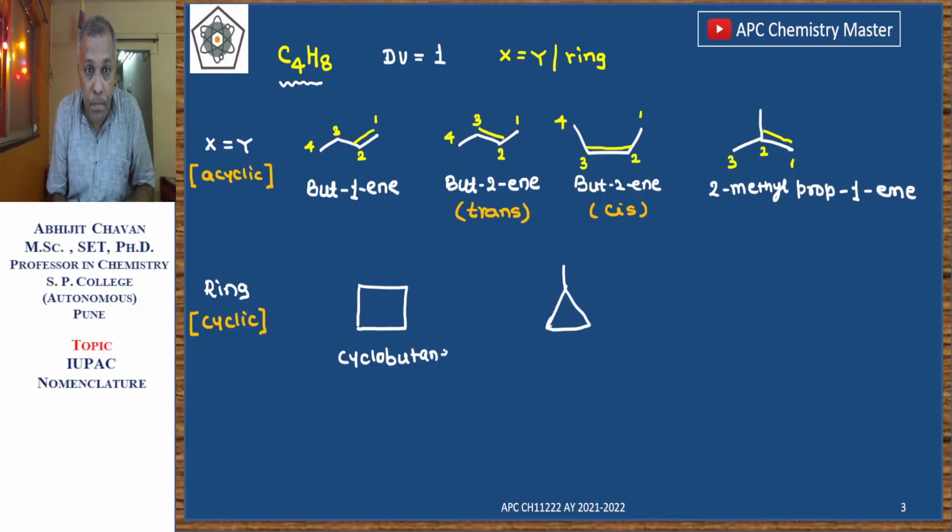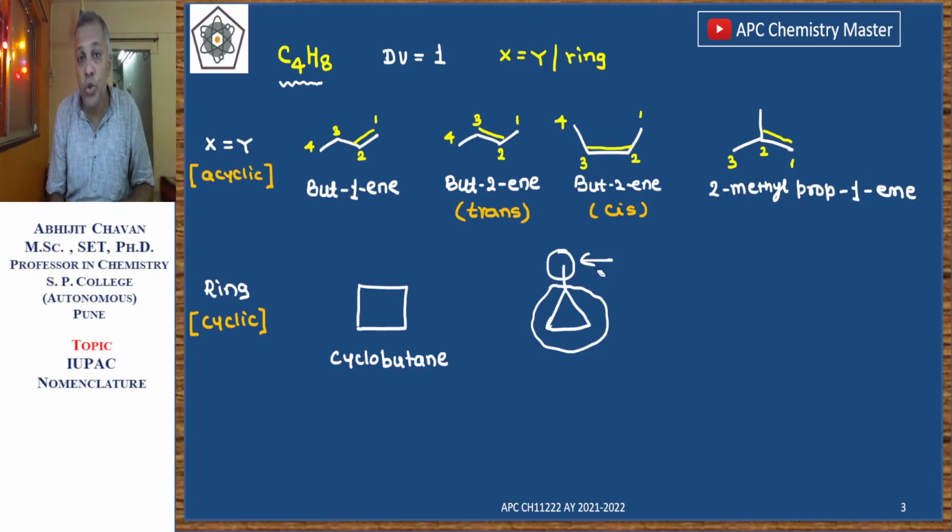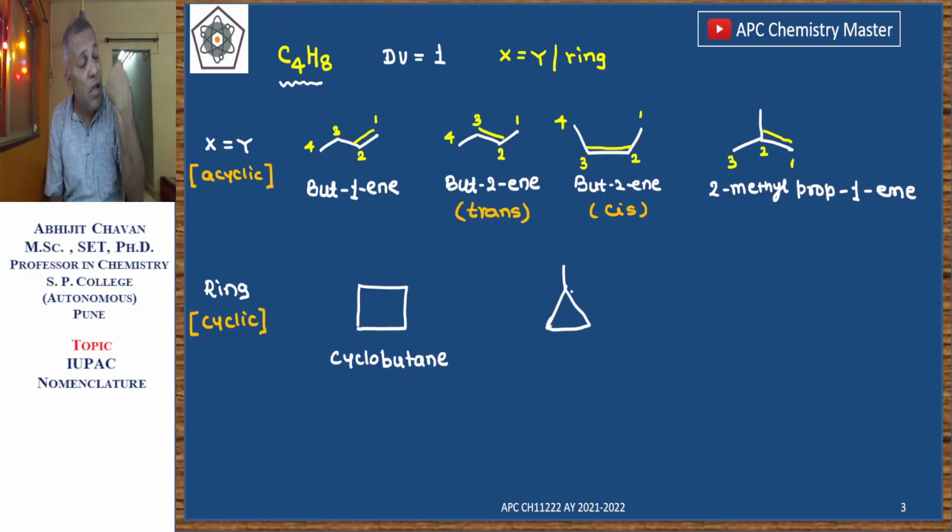It's a cyclobutane. What is the name of this compound? Let me write it down correctly. Cyclobutane. This is cyclobutane. What is the name of this one? First find out what the main chain is. This is one main chain. How many carbon atoms? 3. This is a side chain. How many carbon atoms? 1. So 1 carbon atom means meth, and the suffix is yl. So ultimately the name of this compound will be methyl.